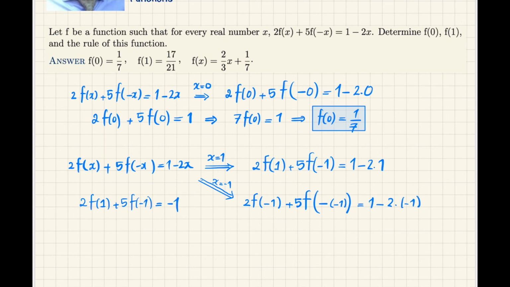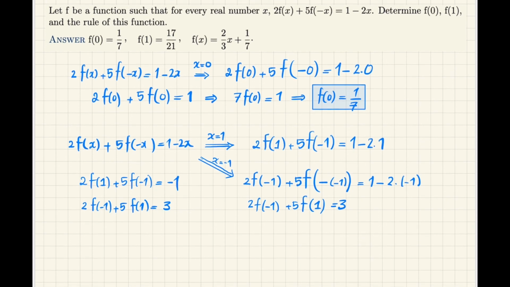Let me simplify this a little bit. So it becomes 2f of minus 1 plus 5f of minus 1, but minus 1 is another name for 1. And then here 2 times minus 1 is minus 2, and there is another minus sign here. It becomes 1 plus 2, it becomes 3, yes? So then I would write this equation here: 2f of minus 1 plus 5f of 1 is equal to 3.